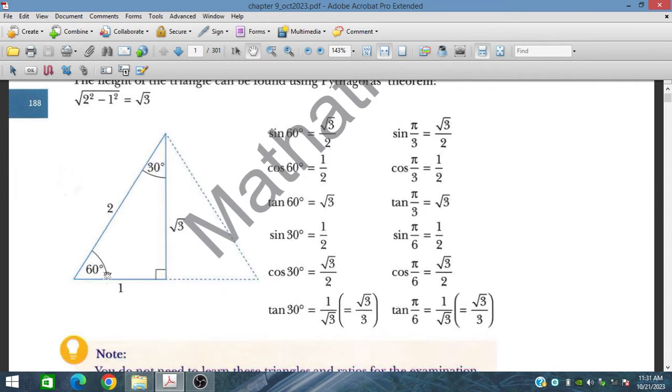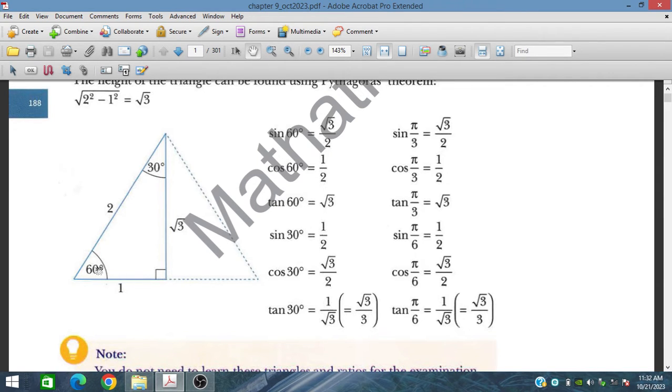If we take sine 60, it becomes opposite side over hypotenuse, so this is under root 3 upon 2. If we take cosine 60 degree, it becomes 1 over 2. If we take tangent 60, it becomes under root 3 upon 1, which is under root 3.